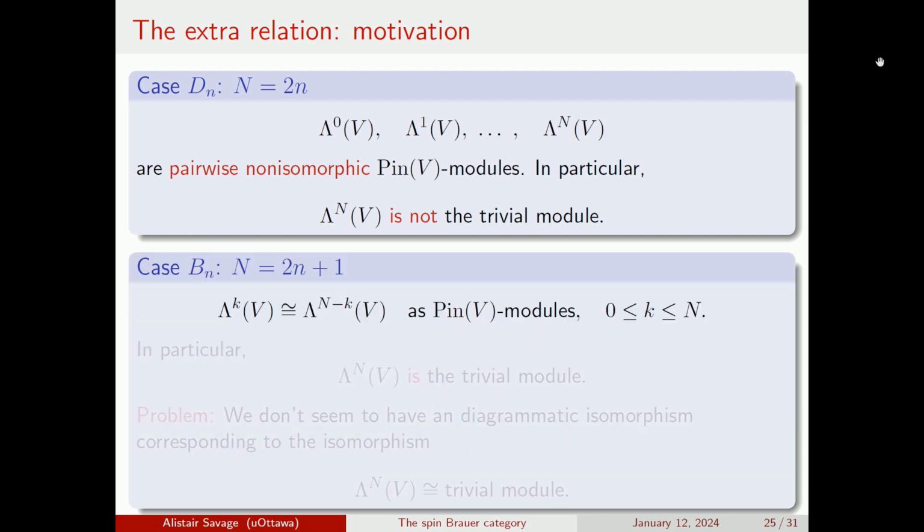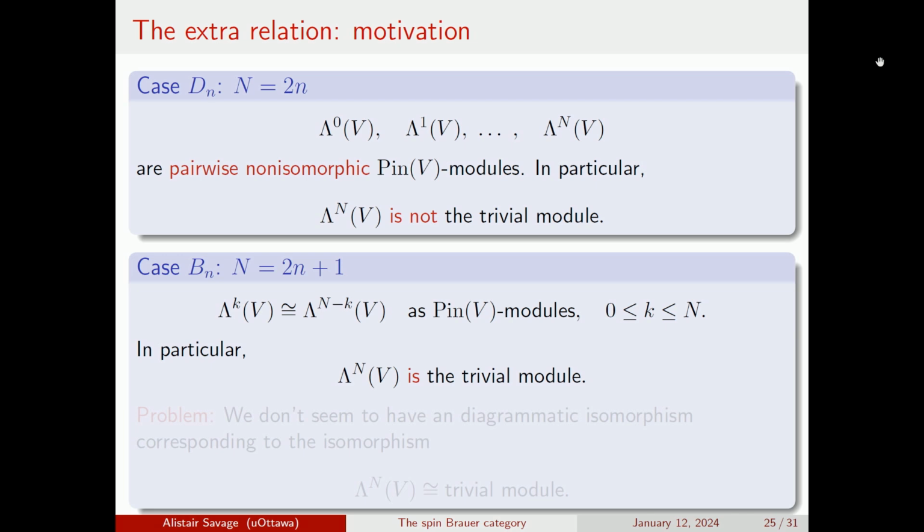But when big N is odd, so that's type Bn, then in fact these pair up. The kth exterior power is isomorphic to the n minus kth exterior power, even as pin modules. So in particular, if you take this highest exterior power, that is the trivial module. That's where they behave quite differently.